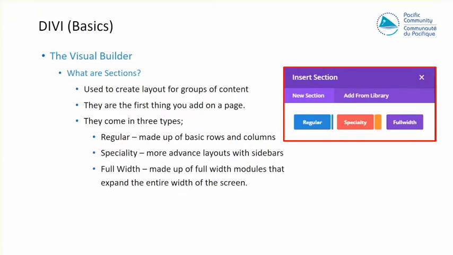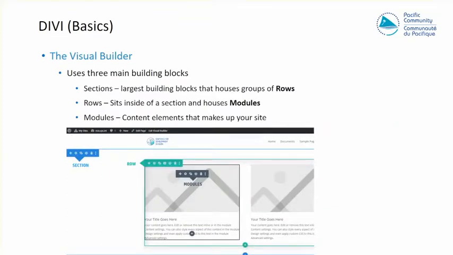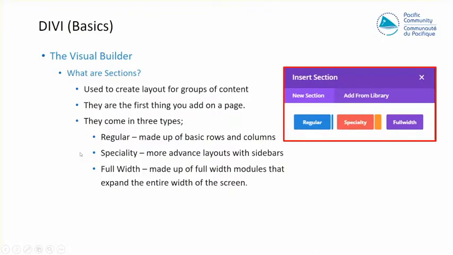The sections from these three main blocks, the blue area here, again have three types of sections in them. You have the regular, you have the specialty, and full width.